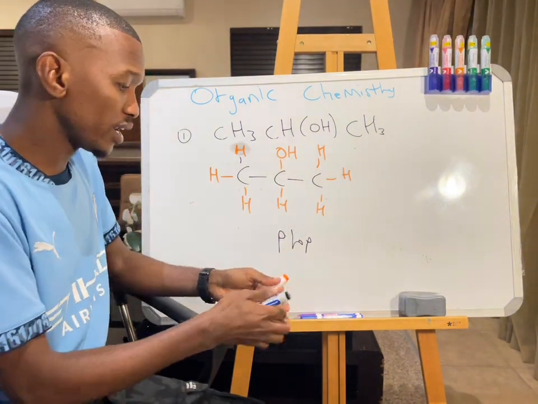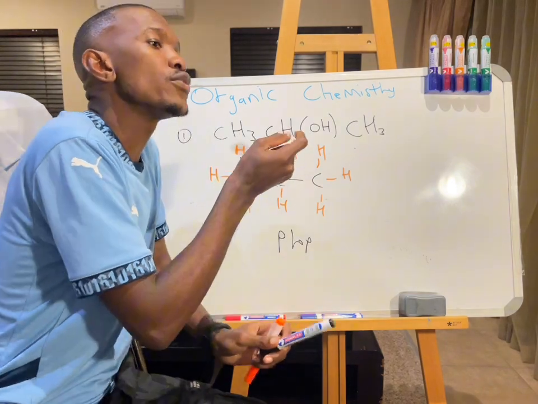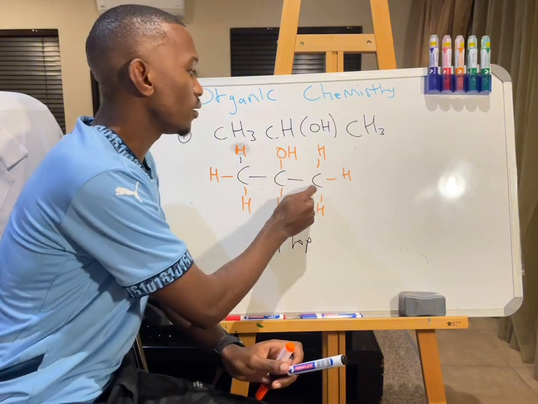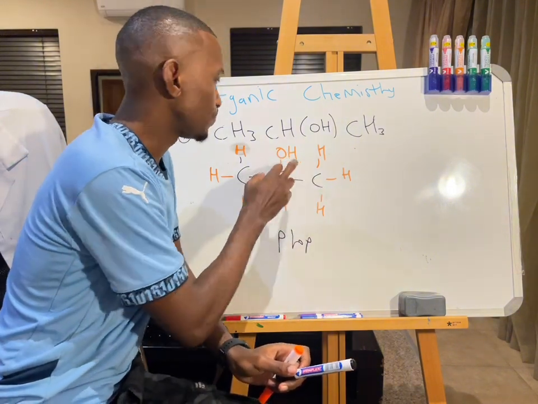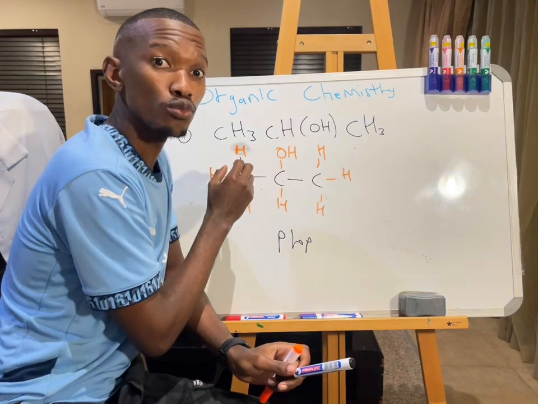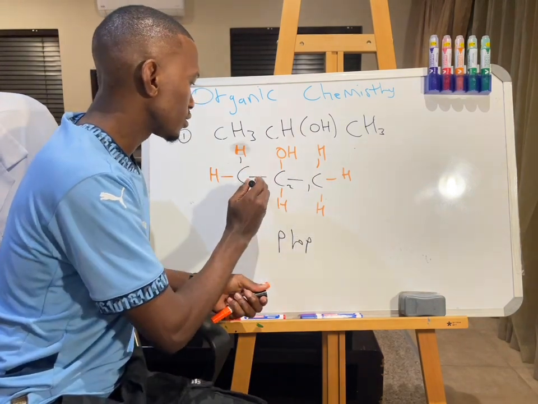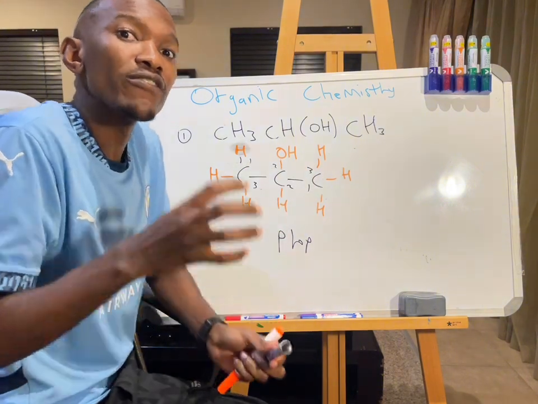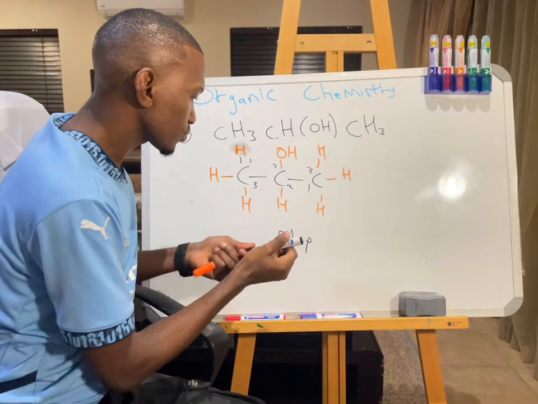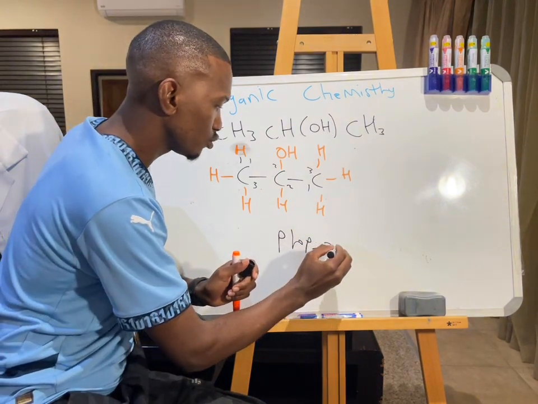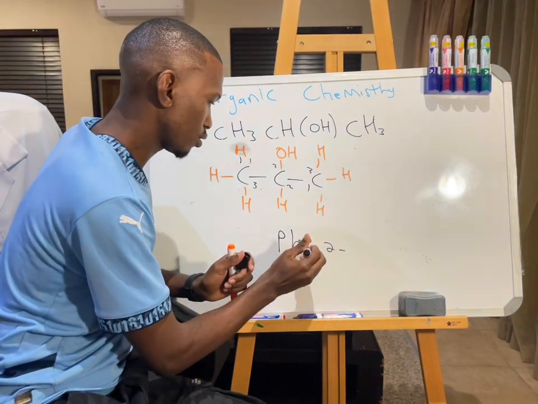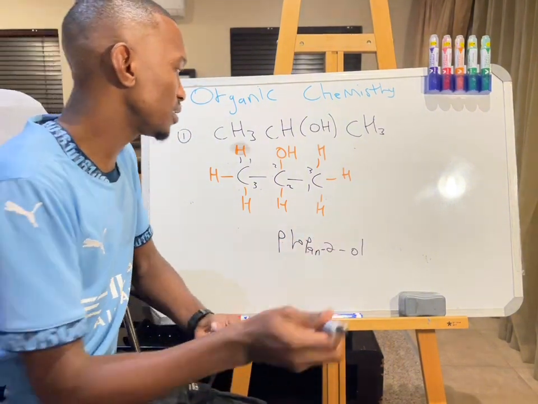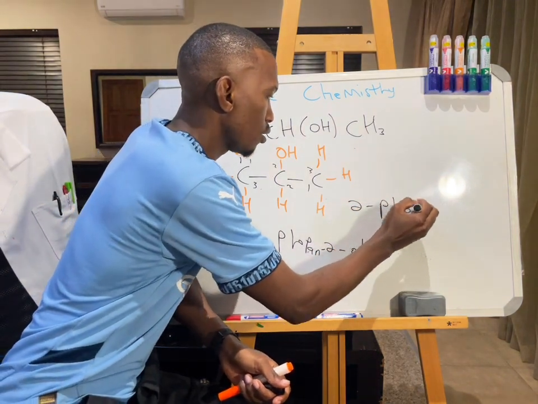When you name, you must start counting on the carbon that is closer to the functional group. So 1, 2, 3. Even if I go 1, 2, 3, this guy is still on number 2. So my functional group is on number 2. So what am I going to call it? Propan-2-ol. That's going to be my IUPAC name. Someone can say 2-propanol.